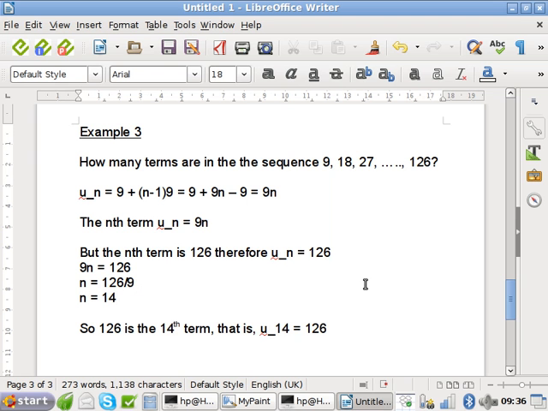And if you did it the long way, if you kept adding 9, you see after 14 terms you will get to 126. What happens if you got an answer like this, 14.2? What does that mean? It's wrong. Yeah, it means you made a mistake, or there's a mistake in the question, because here n should always be a whole number, a natural number. Okay. Next example. Example 4.